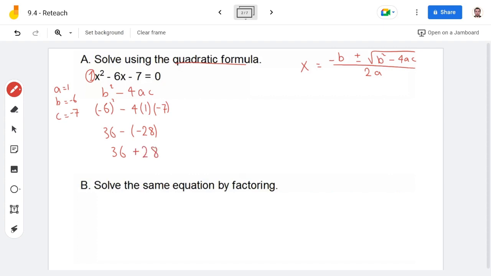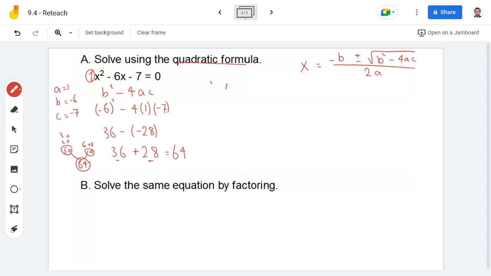Now, 36 plus 28. If you don't know how to add, use your fingers, boys. Try to use your fingers or try mental math, which means try to separate the numbers. I have here 36 and 28. You can do 30 plus 20, which is equal to what? 50, right? And then 6 plus 8, which is equal to 14. So 14 plus 50 is equal to 64, which is easier than using a calculator. So we can write the answer, 64. Now the discriminant is equal to 64.